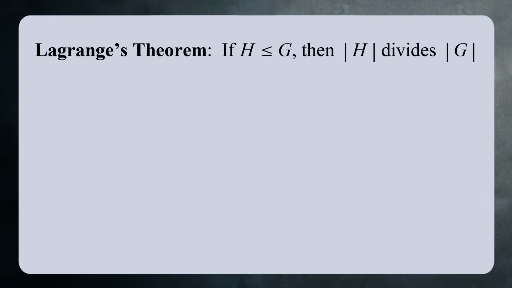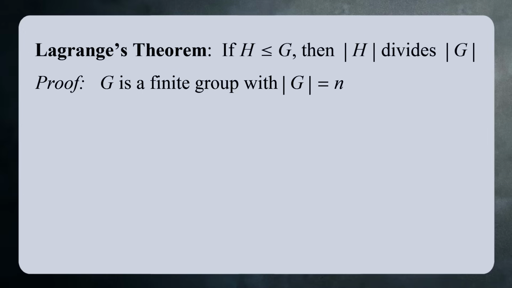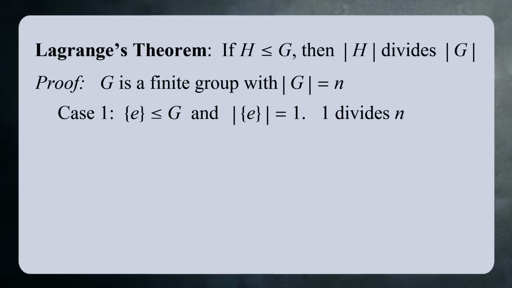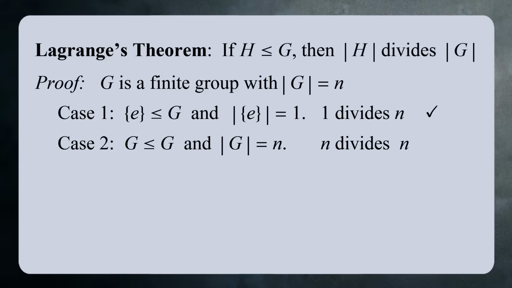Let's now roll up our sleeves and get to work proving this theorem. Suppose we have a random finite group G with order n. To start, let's check the two easy cases of the trivial group and the group itself. The trivial subgroup has order 1, and 1 divides n. Next, the group itself has order n, and n divides n. So Lagrange's theorem works for both of these cases.